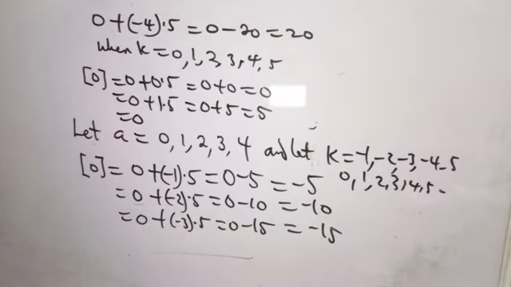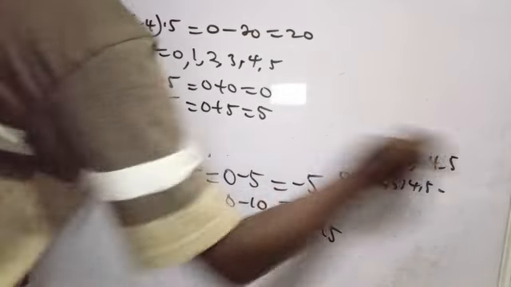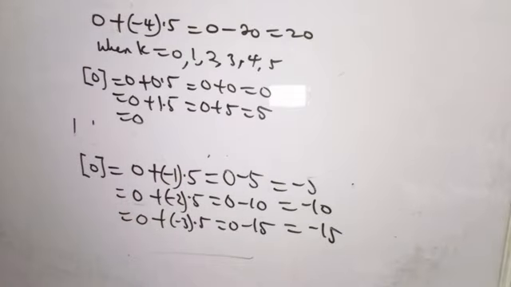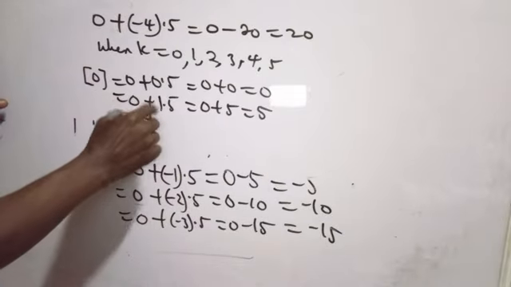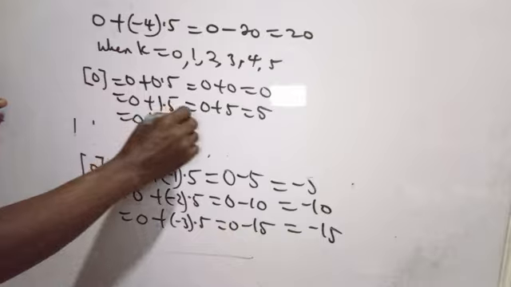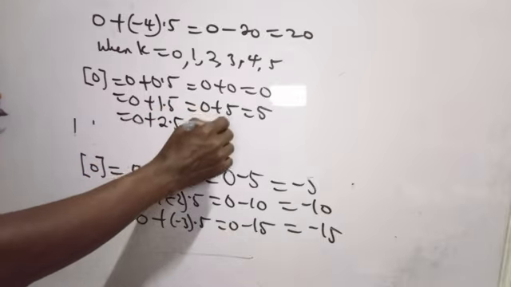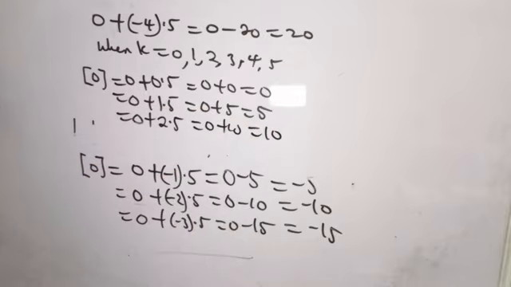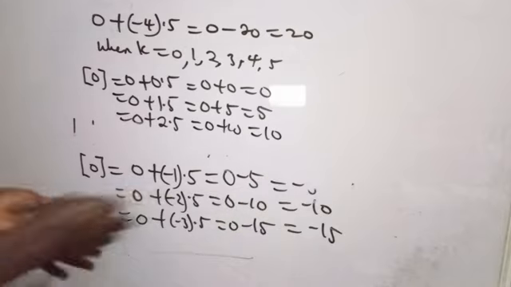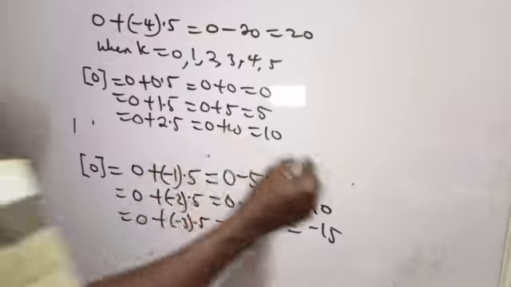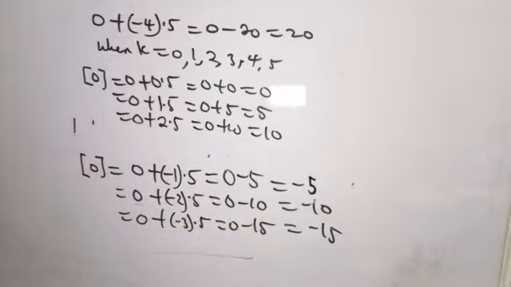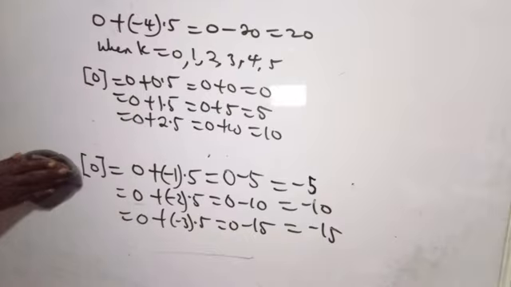Let's write further. Now, when k is 2, 2 dot 5, that's 0 plus 10. You can see that it's 10. So if you observe closely, you will see that there's a difference of 5 from one element of the class to the other. Without wasting our time, because the pattern is just like that, on and on.